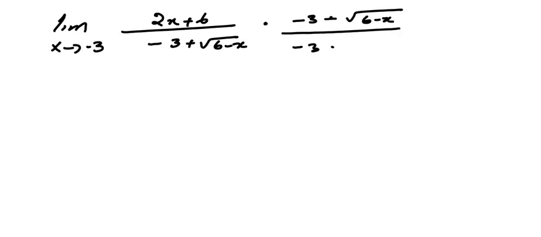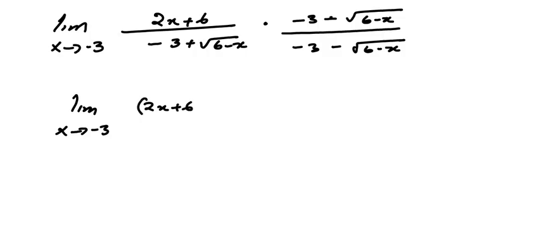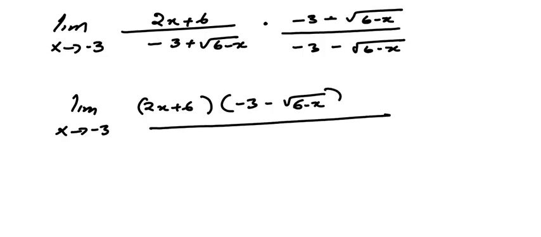Multiply with the conjugate, negative 3 minus root of 6 minus x. We have the limit as x approaches negative 3. We multiply this, that's going to be 2x plus 6. Then we have negative 3 minus root of 6 minus x. The whole lot of the down part is just negative 3 times negative 3, that's a 9, minus your 6 minus x, I mean.